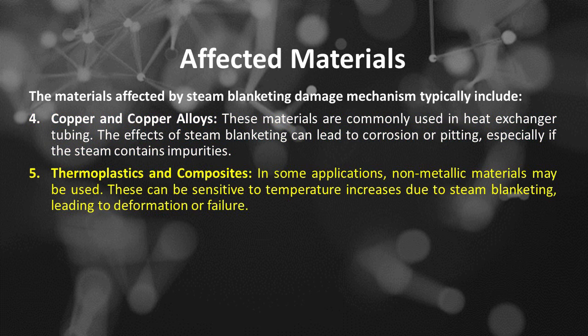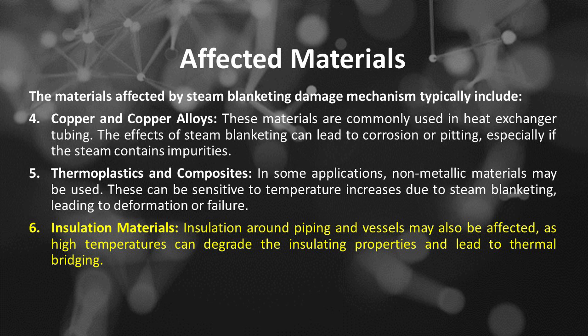Number 5 is thermoplastics and composites. In some applications, non-metallic materials may be used. These can be sensitive to temperature increases due to steam blanketing, leading to deformation or failure. Number 6 is insulation materials. Insulation around piping and vessels may also be affected, as high temperatures can degrade the insulating properties and lead to thermal bridging.